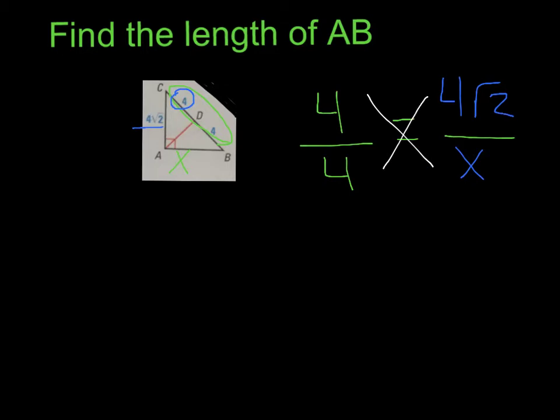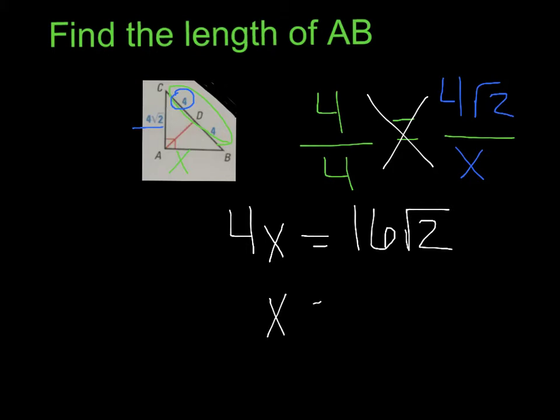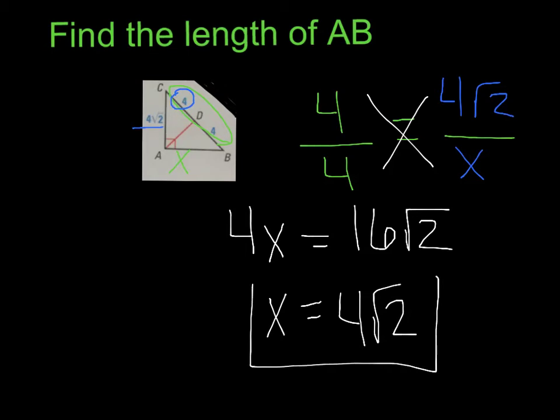Now we are going to cross multiply. So I get 4x equals 4 times 4 square root of 2. It's going to give me 16 square root of 2. Then when I divide by 4, I just wind up getting 4 square root of 2. So some of you may have seen the answer already because I have 4 over 4, which simplifies to 1. So we could probably already figure out that x has to be 4 square root of 2, but I just wanted to show you how to set up and solve this proportion.